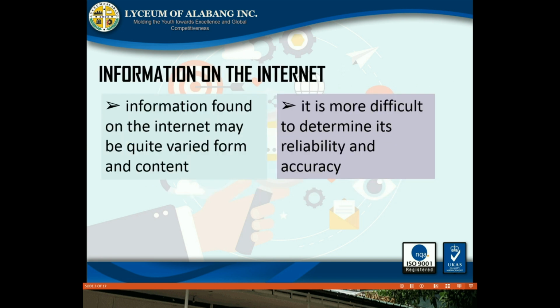Information on the Internet. Information found on the Internet may be quite varied in form and content. It is more difficult to determine its reliability and accuracy. It might be in the form of commercial film, news, articles, and videos. Not everything on the Internet is true. Do not be gullible about each thing you see there.